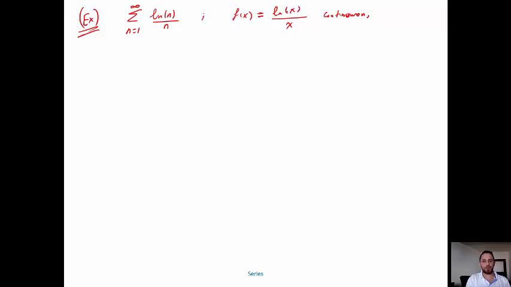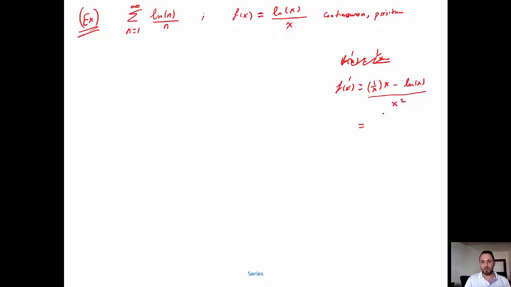Is it decreasing? Find the derivative. The derivative of ln x is 1 over x. The derivative of x is 1. So the derivative is 1 over x multiplied by x, minus the derivative of x, which is 1, multiplied by ln x, all over x squared. So this is 1 minus ln x over x squared.